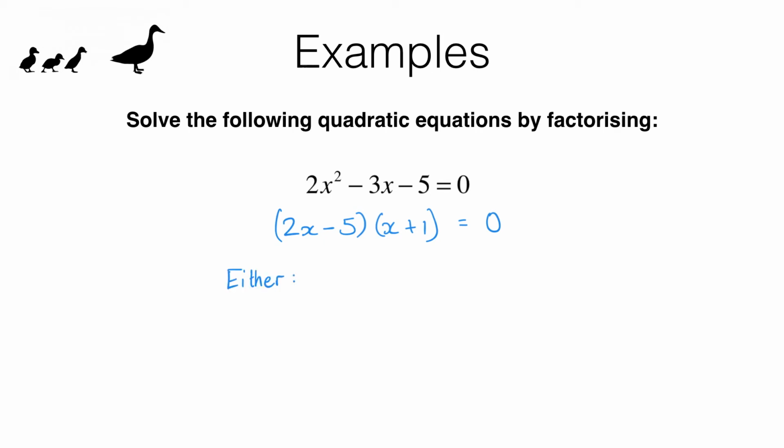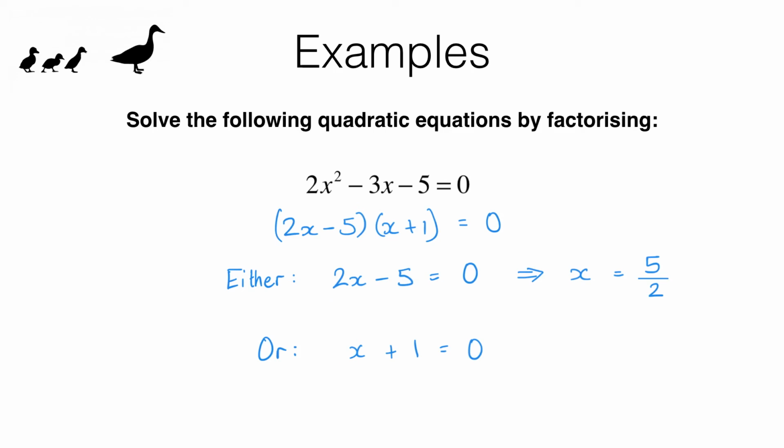Either 2x minus 5 equals 0 or x plus 1 equals 0. If 2x minus 5 equals 0, then we can say 2x equals 5. All I've done is add 5 to the left and right hand sides there. And using that, we can say that x equals 5 over 2. All I've done there is divide the left and right hand sides by 2.